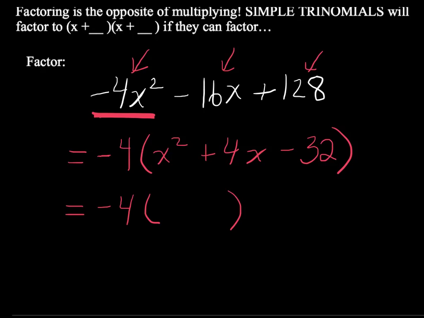Now, I can continue. I can factor x squared plus 4x minus 32. That will be an x and an x. And I can find the two numbers here, which if you work it out yourself, you'll get plus 8 and minus 4.